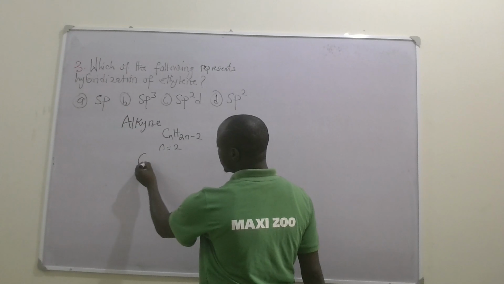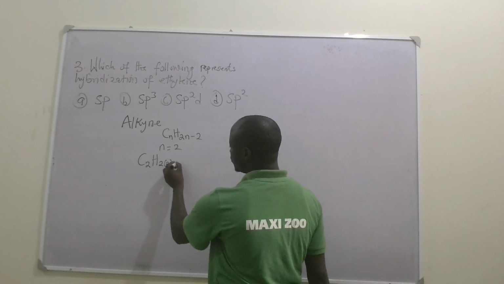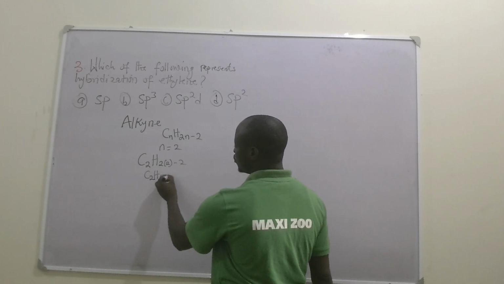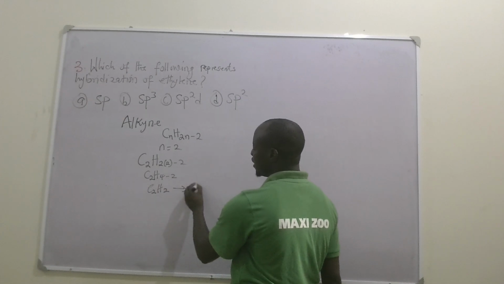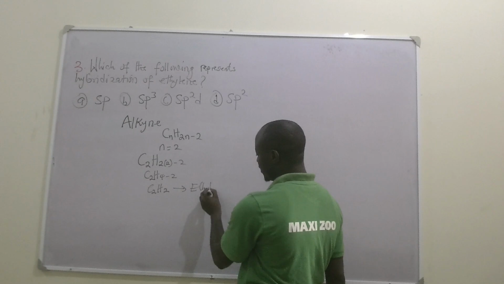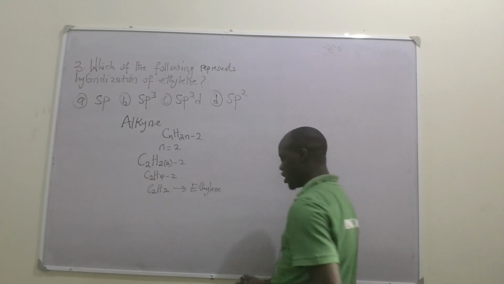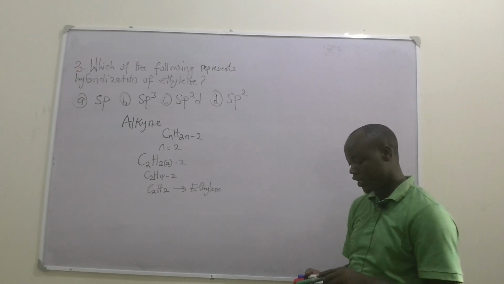So we now have C2H2 times 2 minus 2. So we now have C2H4 minus 2. So we now have C2H2. So this is ethylene. But now the question is, how does the structure of ethylene look?